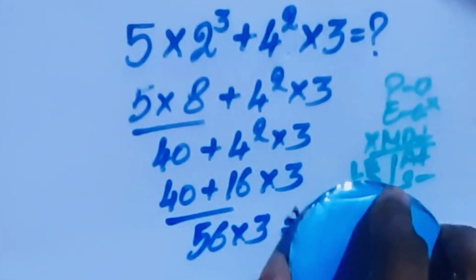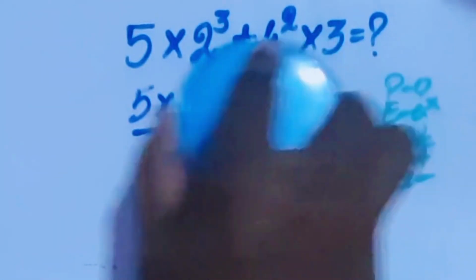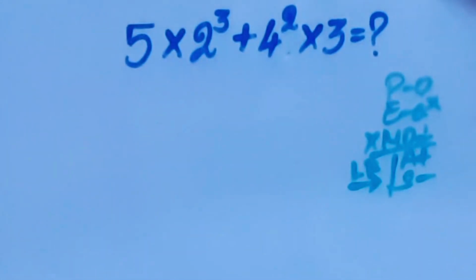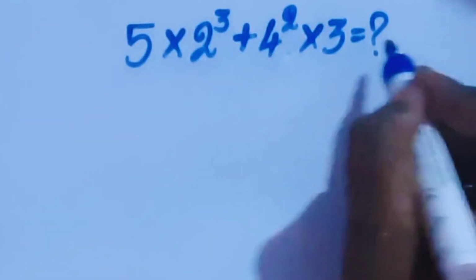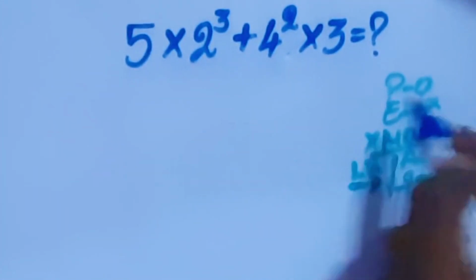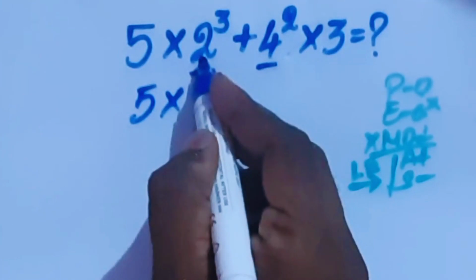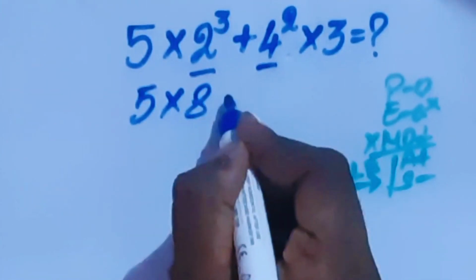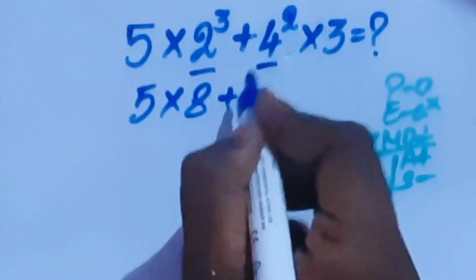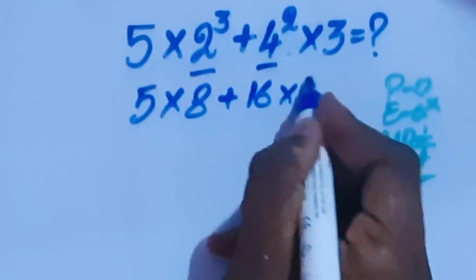Now we are going to solve this problem in the correct order by using the order of operations PEMDAS. Here as per PEMDAS, the bracket is higher priority. We don't have a bracket in this problem. The next priority is the exponent, so we have to do this exponent before the other operations. Here 5 times 2 power 3 is 8, plus 4 power 2 is 16, times 3.